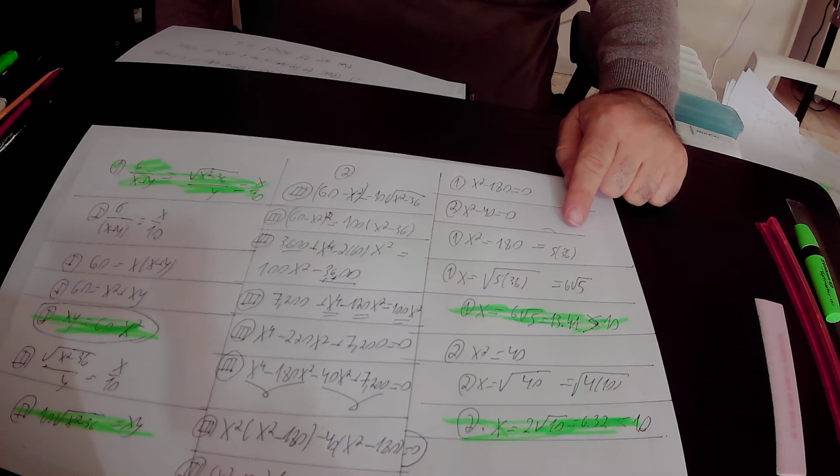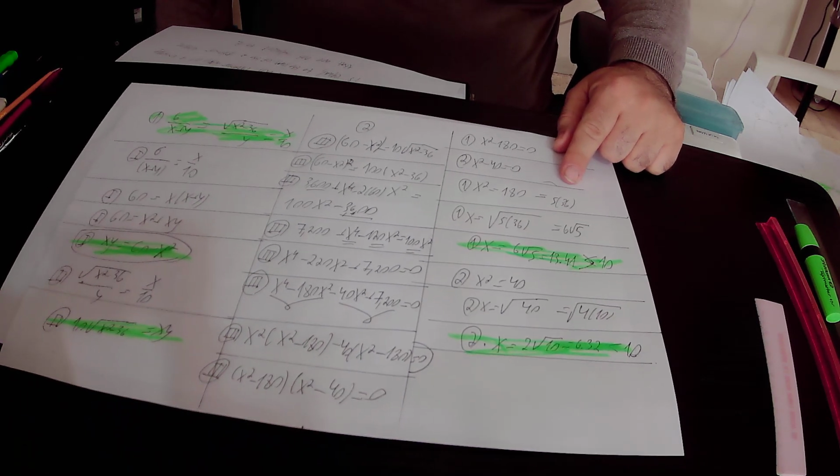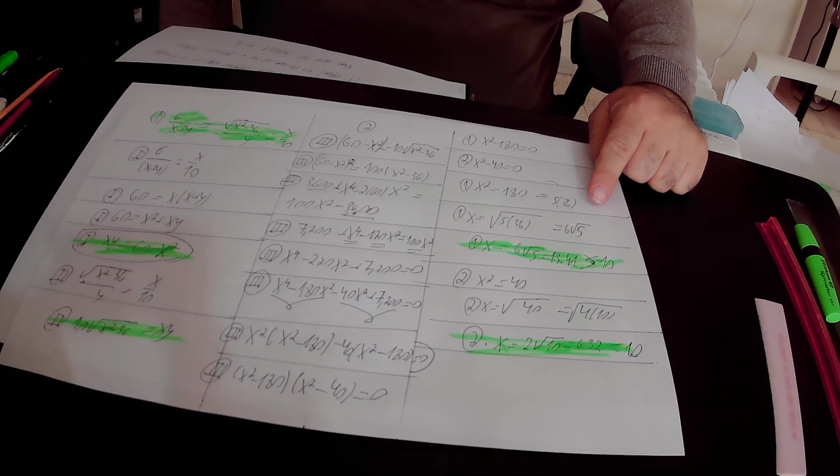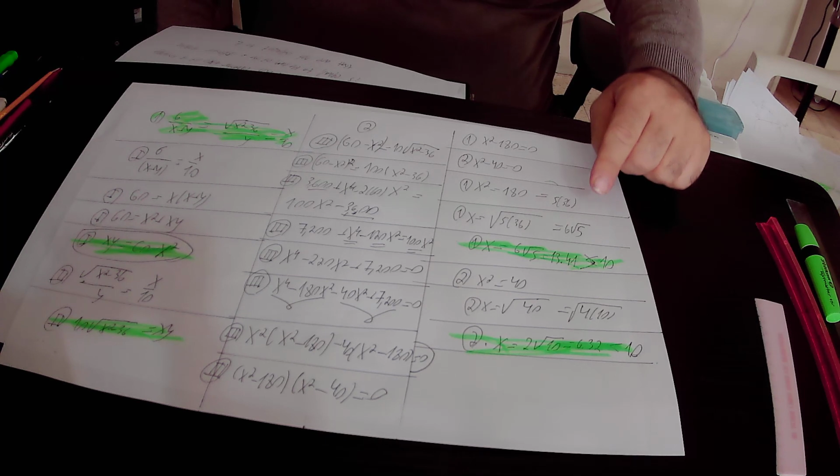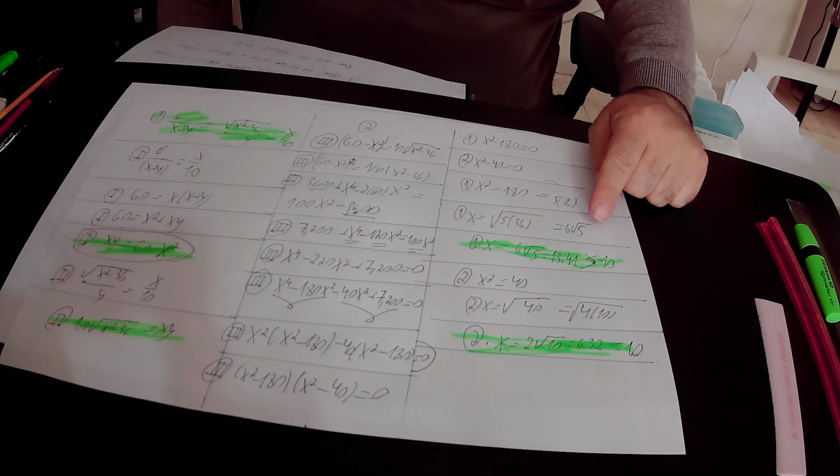180 is 5 times 36. We took a root of this equation, and we get that x equals the square root of 36 times 5. The square root of 36 is 6. So in conclusion, we found that according to the first solution, x equals 6 times the square root of 5, that is actually 13.41 units, that is greater than 10.